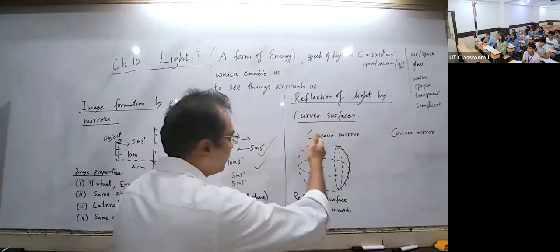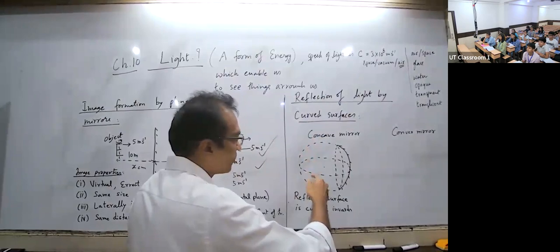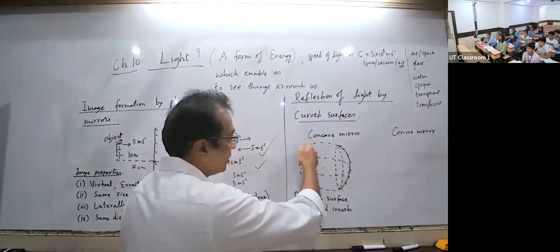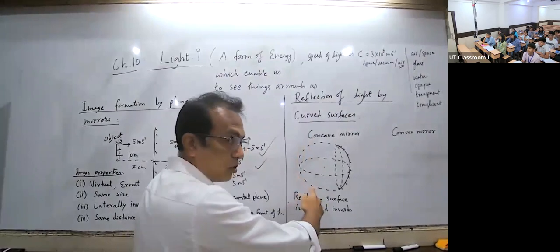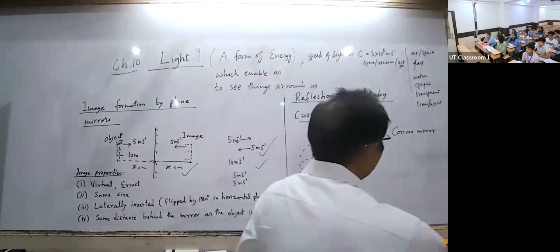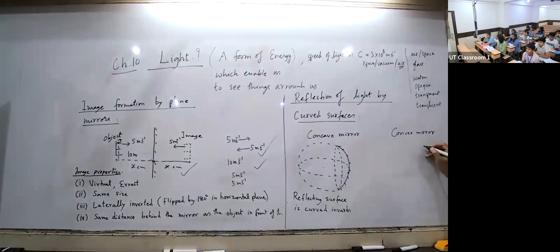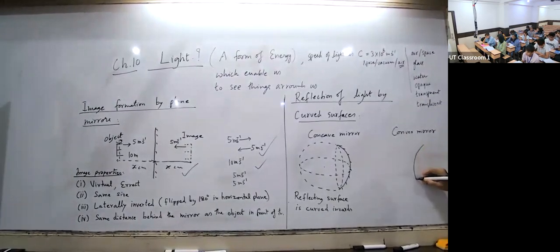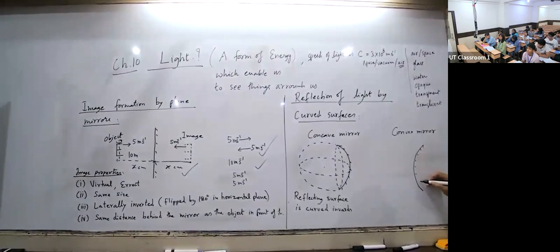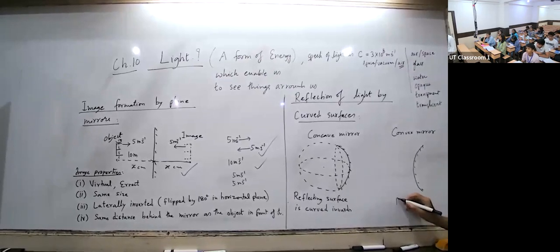Now if you cut the mirror from this side and the silver coating is inside, the reflecting surface is curved outwards. Then it is a convex mirror. How does a convex mirror look? It will appear like this. This is your convex mirror. So how do you define it? Just say the reflecting surface is curved outwards.